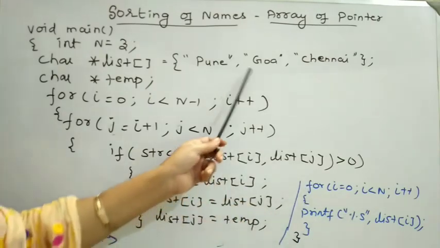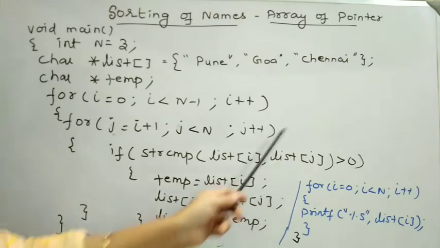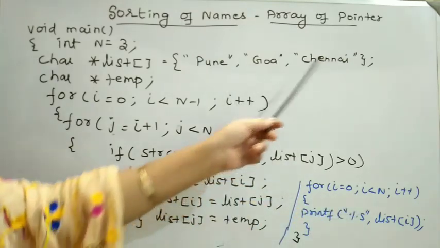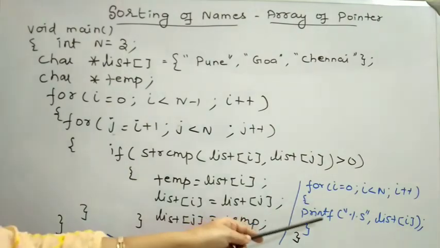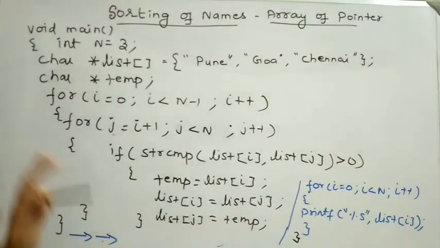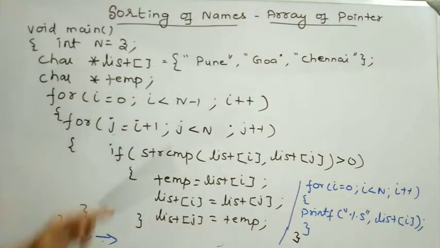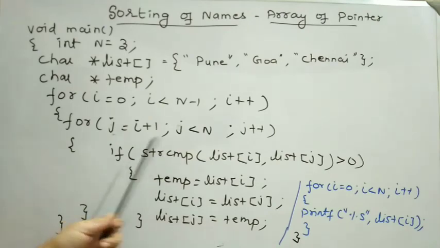Next time it will print the second string value. Until i is less than n, it will print all the n string values using this printf statement. So I have successfully arranged the given string values in alphabetical order using this string compare function, and then I have printed the values using this for loop.